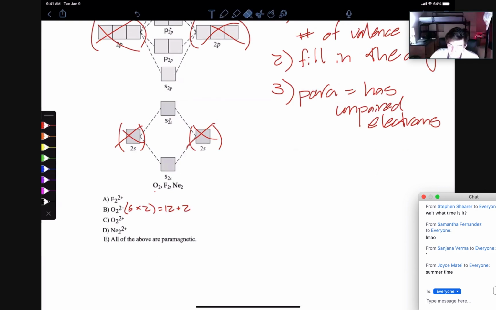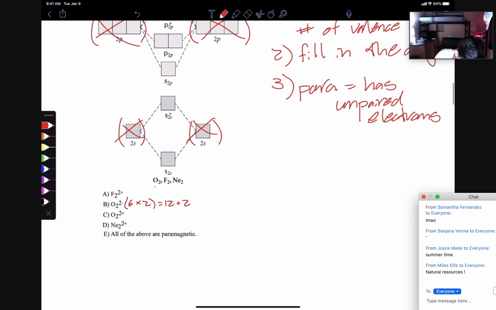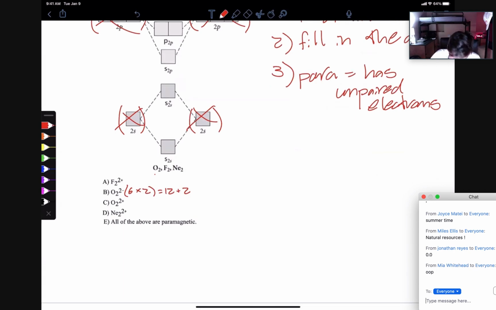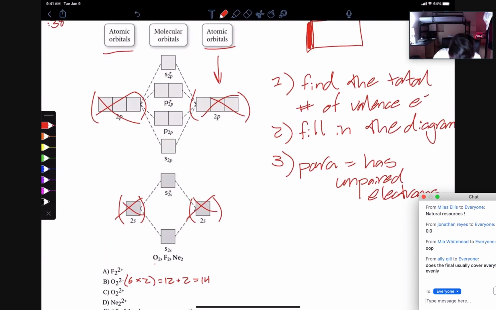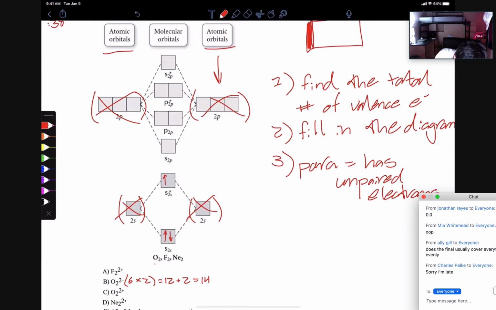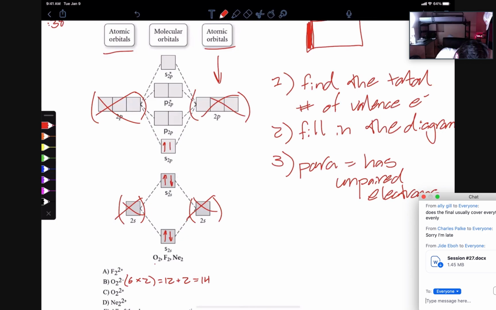Be careful here because 2- means 2 additional electrons, 2 additional negative charges. It doesn't mean 2 less electrons. It means 2 more electrons. So that gets us to a total of 14 valence electrons for O2 2-. Now it's just a matter of filling these in, doubling them up. 1, 2, 3, 4, 5, 6, 7, 8, 9, 10, 11, 12, 13, 14.